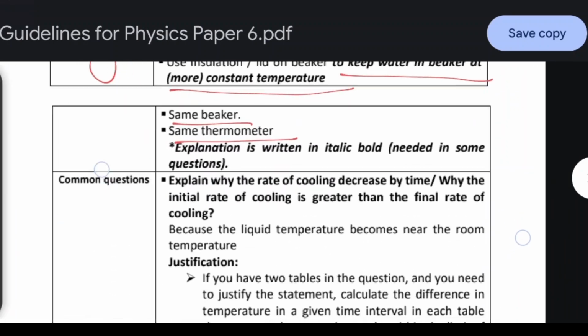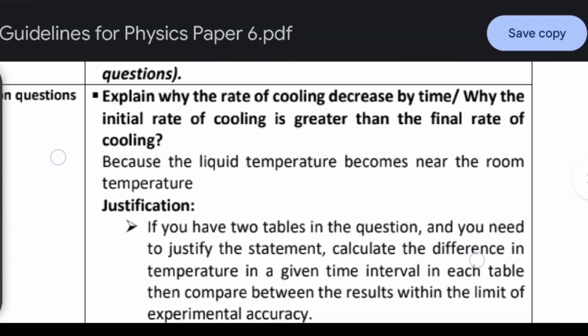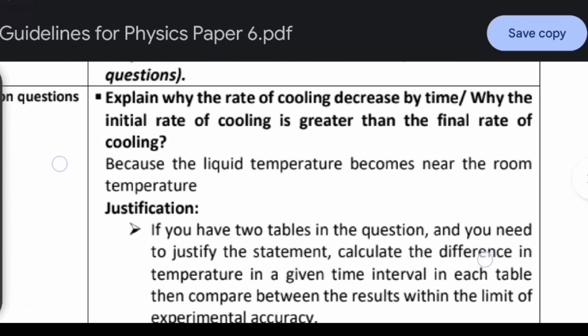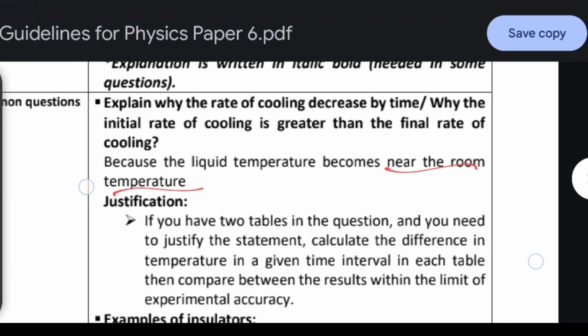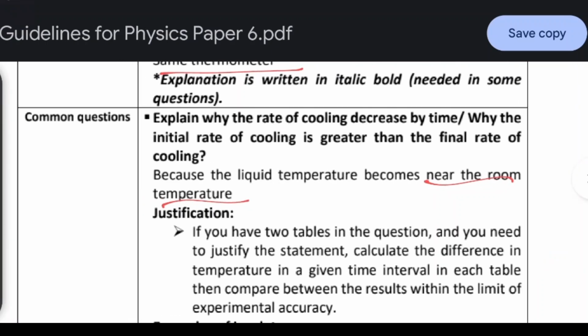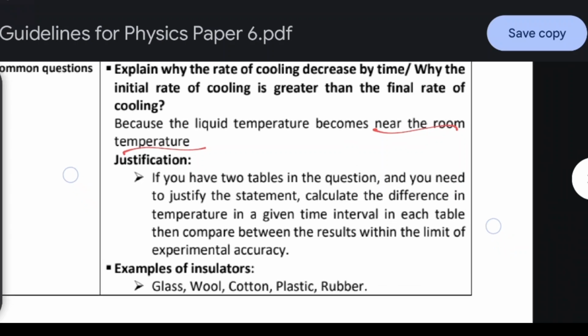Okay, now moving on to common questions. Very helpful. Okay, explain why the rate of cooling decreases with time, or why the initial rate of cooling is greater than the final rate. Because the liquid temperature is becoming nearer to the room temperature, the rate of cooling will decrease.